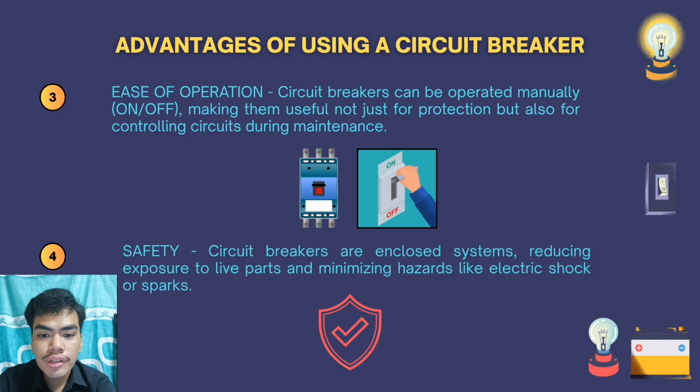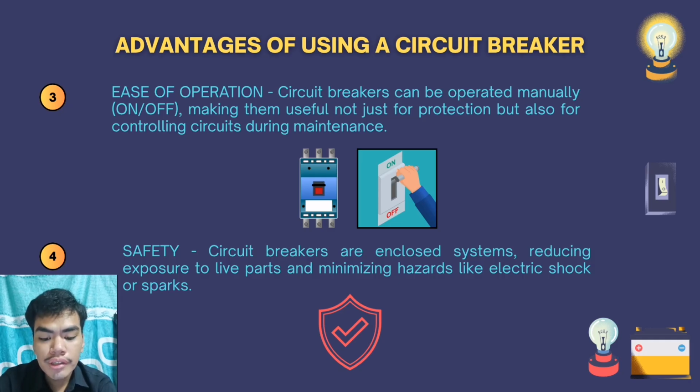Another advantage is its ease of operation. Circuit breakers are easy to operate because they can be manually switched from on to off. This allows them to function not only as protective devices but also as control switches during maintenance or repairs. Technicians can safely isolate parts of the electrical system without removing components, making troubleshooting faster and safer.